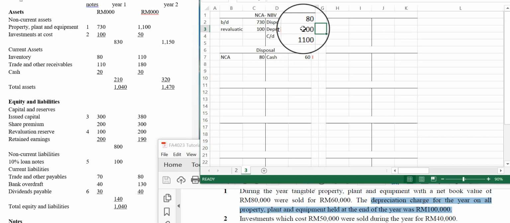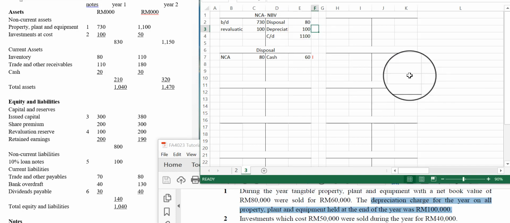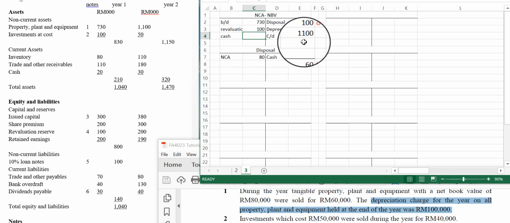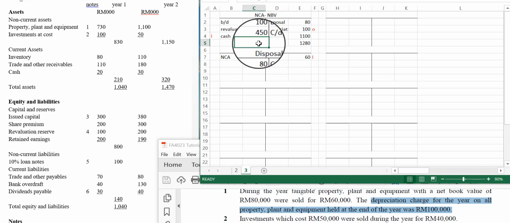Bear in mind, this is current year depreciation, which means that you are going to use it in your operating activities later. So how much you have purchased, the cash amount, will be the balancing figure. All of this adds up to 1,280 minus 830, so you have 450. So this 450 will be your investing activities. Okay, guys, so this is the first account.